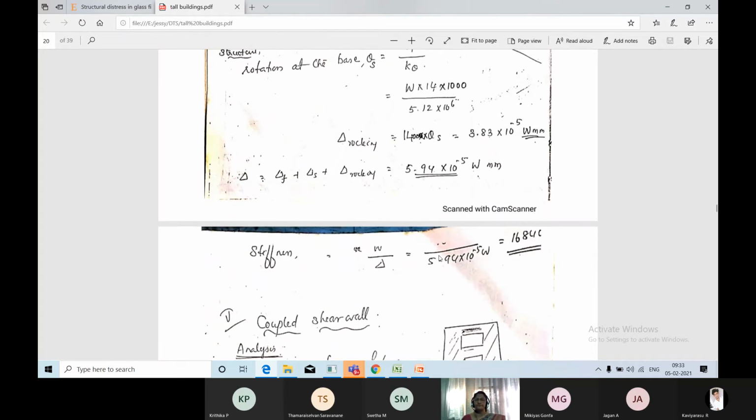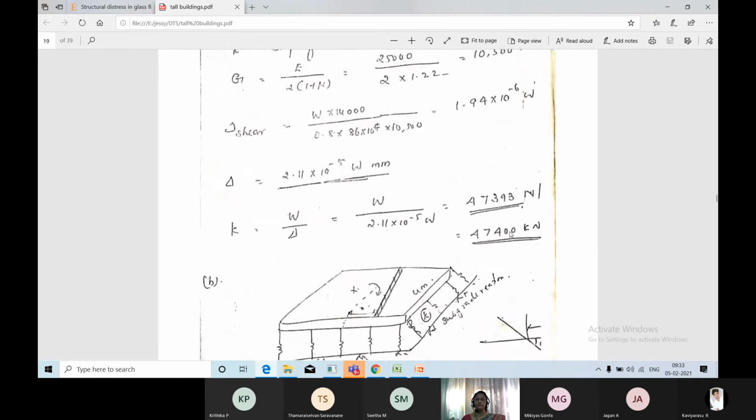Load by deflection. How much is it coming to? 16,846. So when the shear wall is resting on a flexible soil, the stiffness is 16,846. But when it was rigid, what was the stiffness? 47,400. So which is better? Is less stiffness or more stiffness better? Can you compare these two pieces of information?